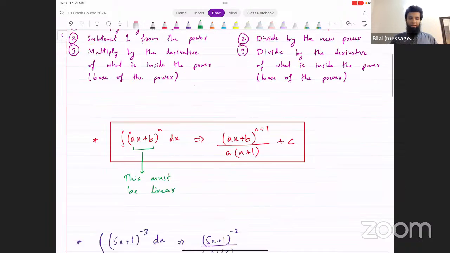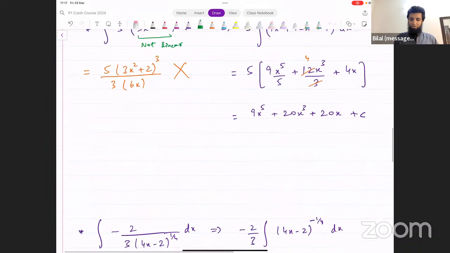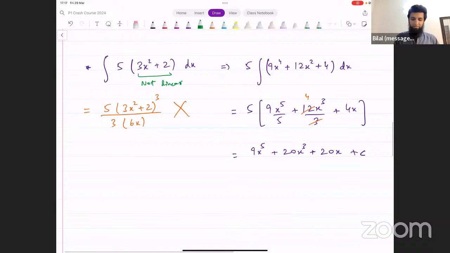That was necessary. If it was not linear, for example, if it was something like this, 3x squared plus 2 whole squared, how would you integrate this? The part inside is not linear. You would first have to expand it and then integrate it, right? This is something that you should know from paper 1. This was the only rule of integration that you did in P1.